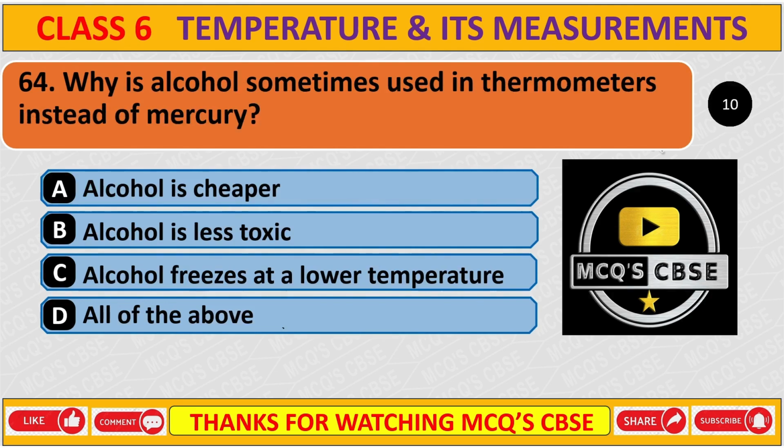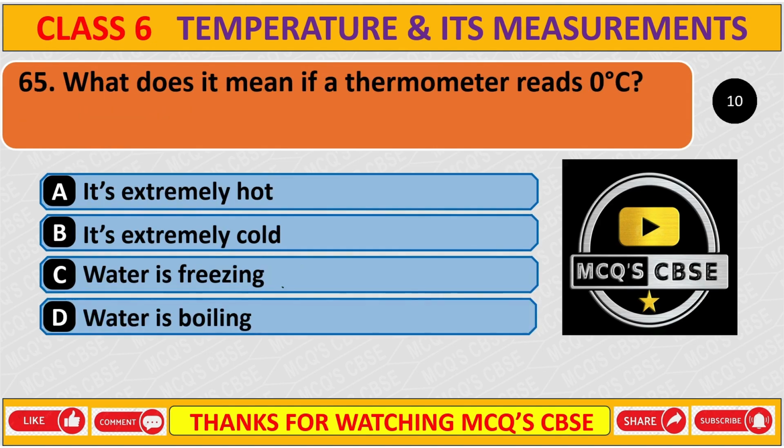Why is alcohol sometimes used in a thermometer instead of mercury? And the correct answer is D, all of the above. What does it mean if a thermometer reads 0 degrees Celsius? And the correct answer is C, water is freezing.